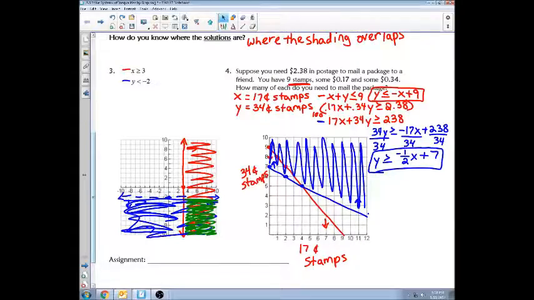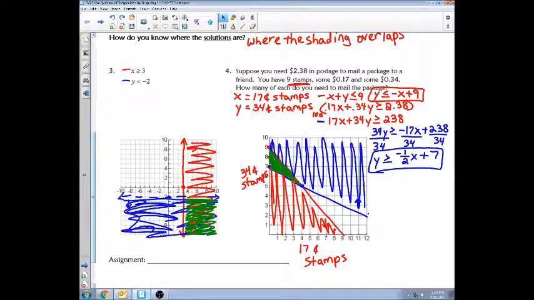So if I shade everything above the blue line and everything below the red line, what I end up with is an area right here where they overlap. So that green area is where our solution set lies. Both the blue line and the red line are part of our solution. So that would be how we could figure out how many stamps I would need and of what type.